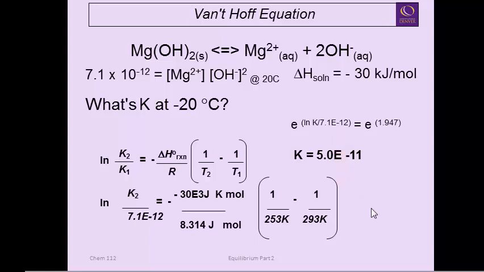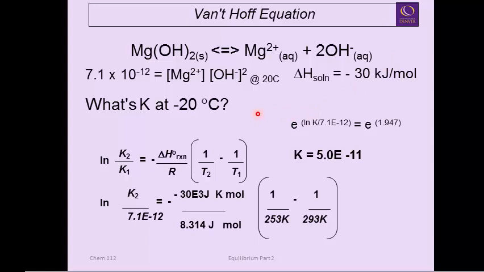So now let's just stop and think about this for a second. Think about it from Le Chatelier's viewpoint. What's the K at minus 20? Well, what have you done? You started hot, you went very cold. This is a minus 30 kilojoules, so the energy is one of the products.